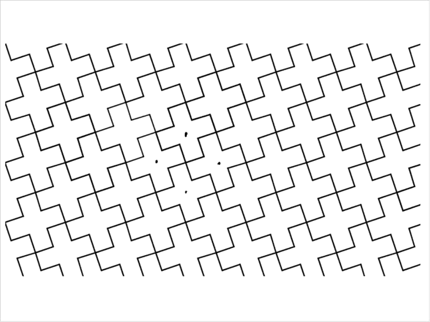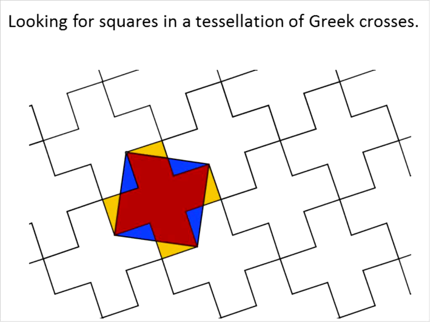So on the basis of that, we can start to superimpose a tessellation of squares over this tessellation of Greek crosses, and look through the top tessellation of squares to see the pieces you need to cut out underneath.